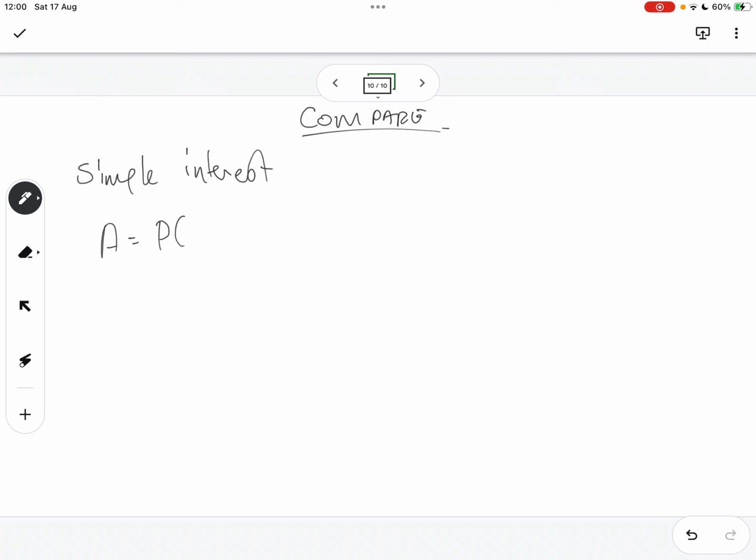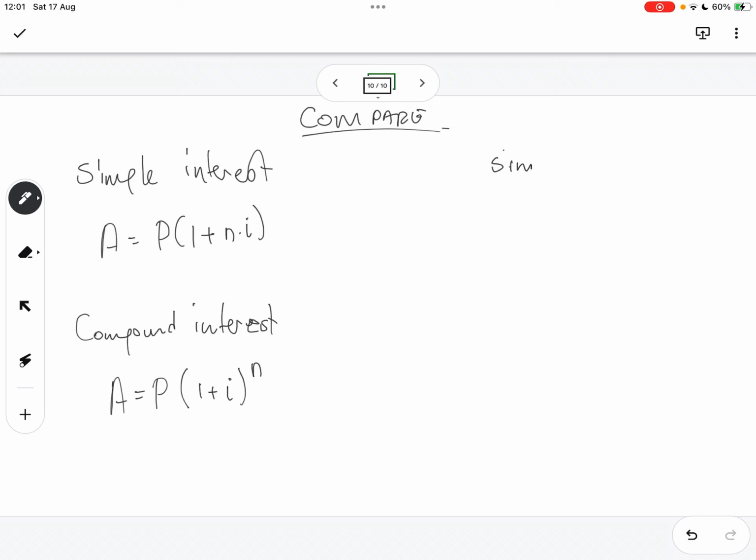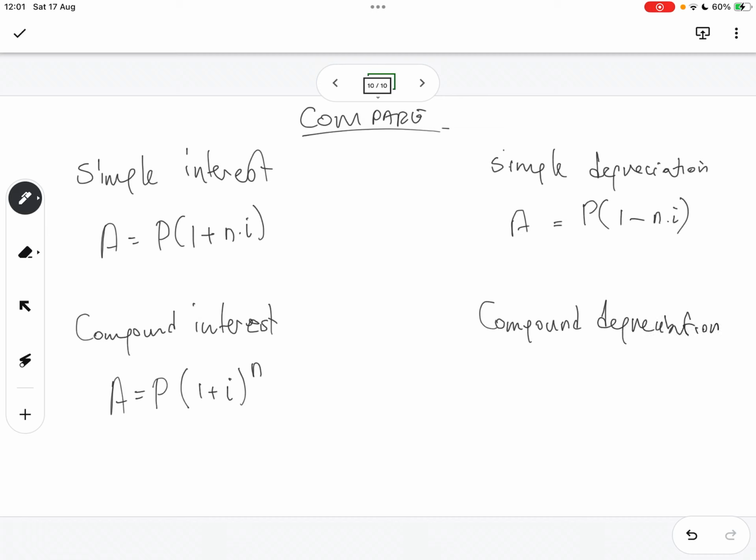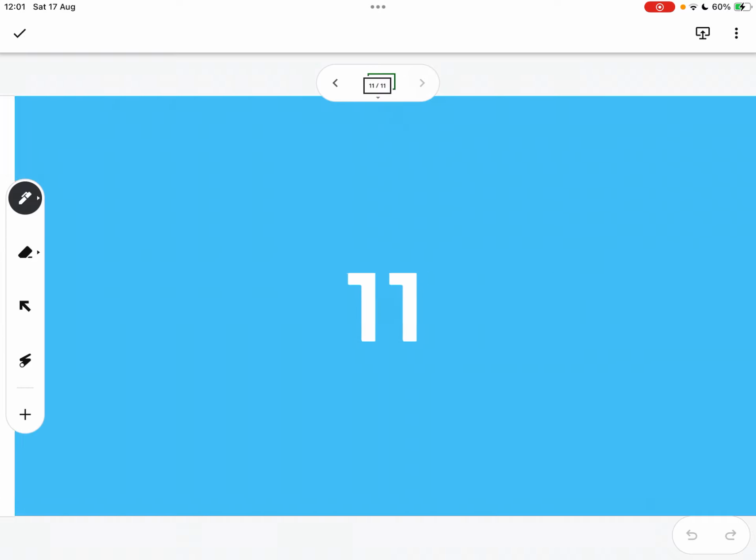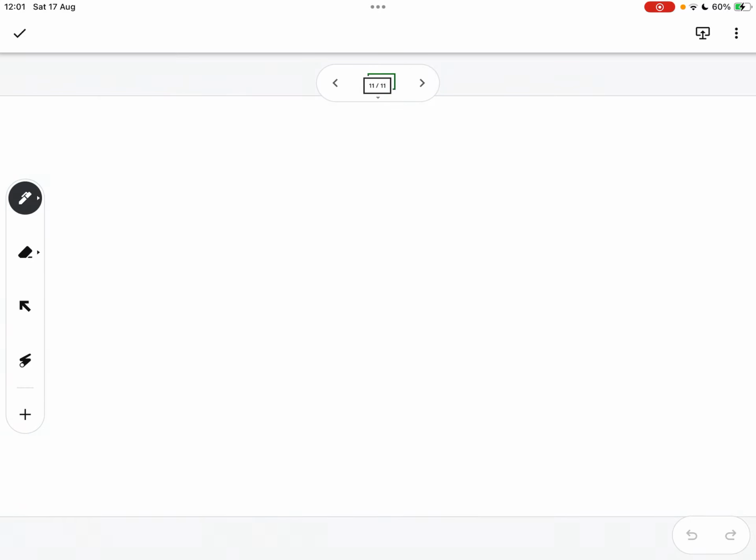So simple interest is A equals P into 1 plus n times i, and compound interest is A equals P into 1 plus i to the power n, whereas simple decay or depreciation is A equals P into 1 minus n times i, and compound or reducing balance depreciation is A equals P into 1 minus i to the power n. Ne? So you can keep this in mind for future.